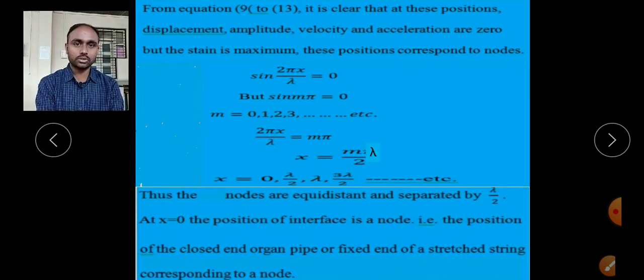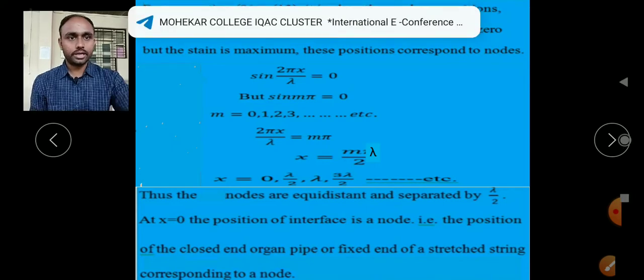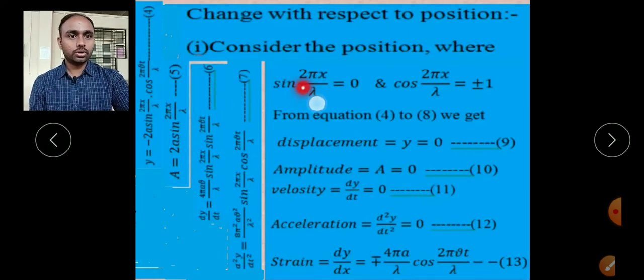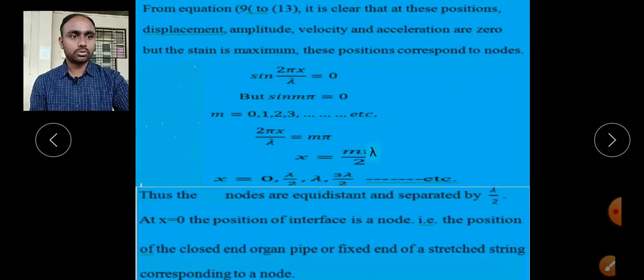We got at x is equal to 0, it is a node. So, at x is equal to 0, what we have? We have either the end of our closed end pipe or the fixed end of our string, if we talk about these two different examples. So, finally, at that particular interface point we have a node, not an antinode, right. In case of open end pipe, if you remember, at the end we had antinodes. So, this is the difference, right. So, here we have considered the first condition, sin 2 pi x by lambda is equal to 0 and cos 2 pi x by lambda is equal to plus minus 1. Now, reverse, second.